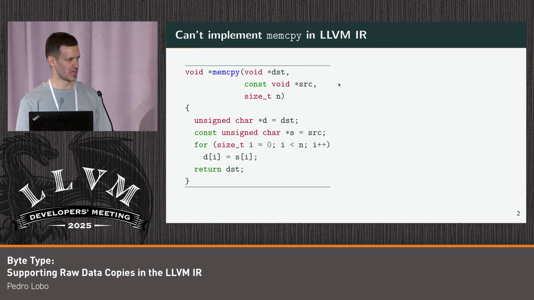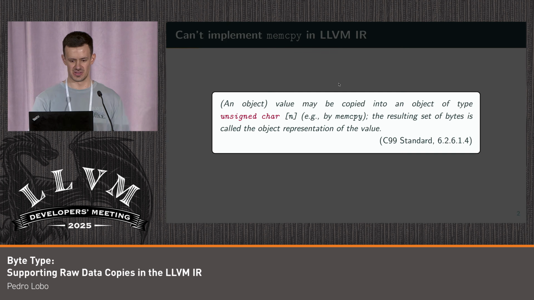This particular implementation is correct as it is backed up by the C standard, which says that any value may be copied into an array of unsigned chars, and we may access and manipulate the object representation of that value. This object representation is given by the set of bits that compose that particular value.